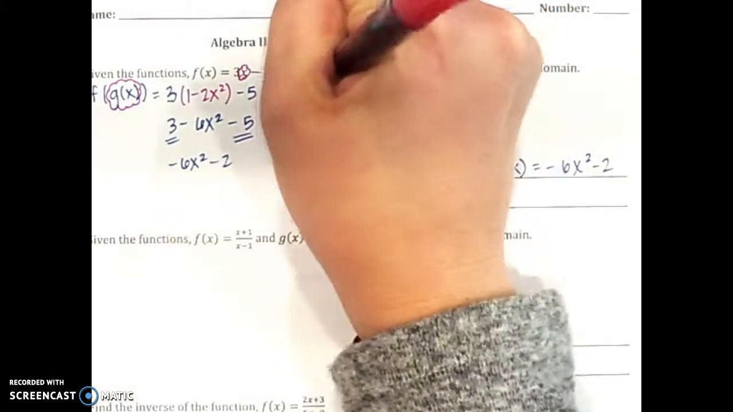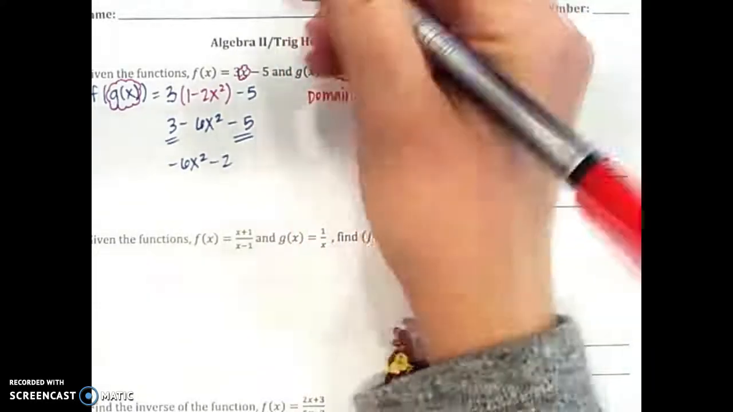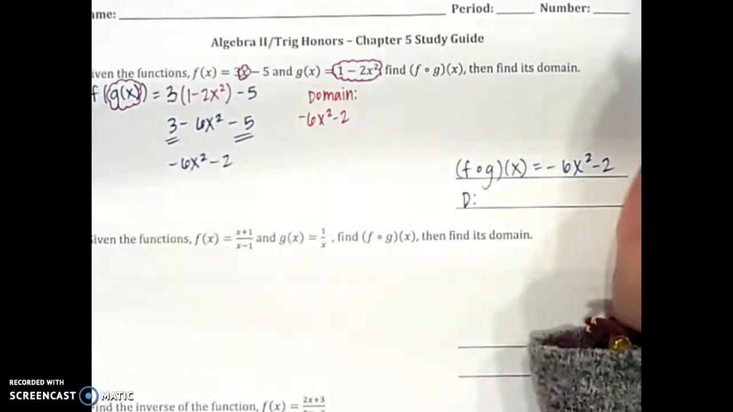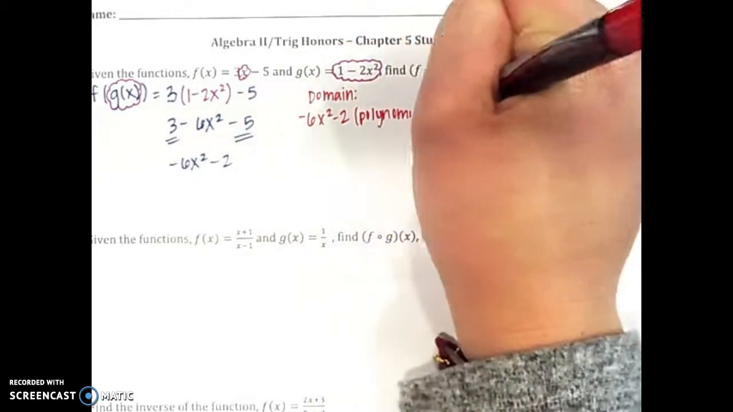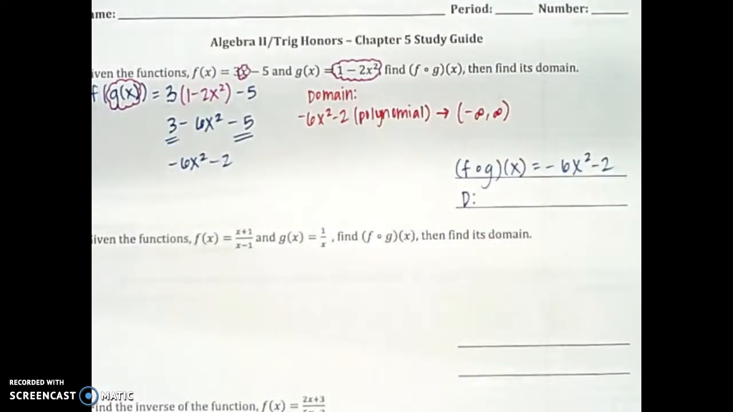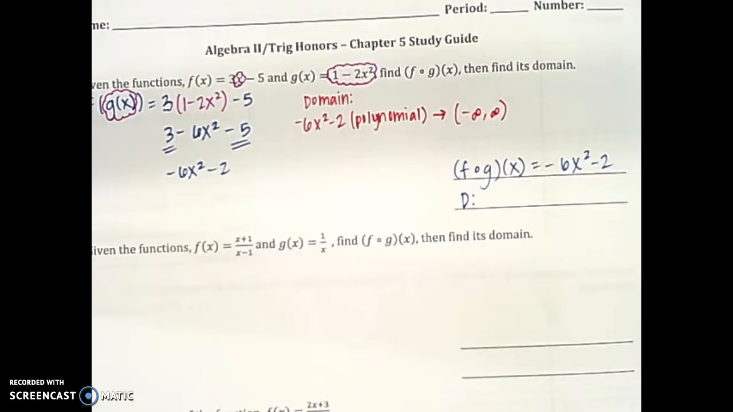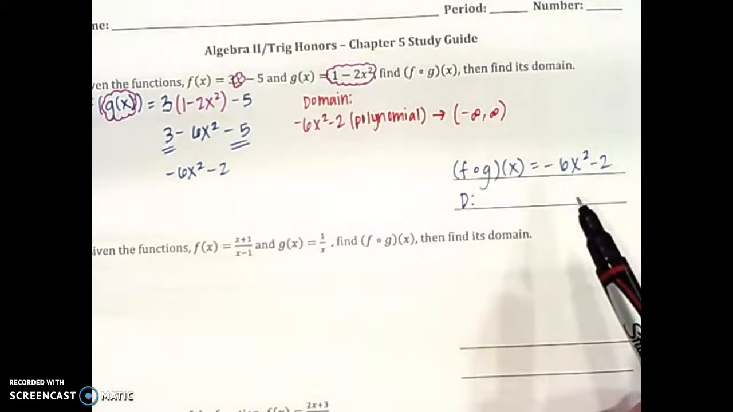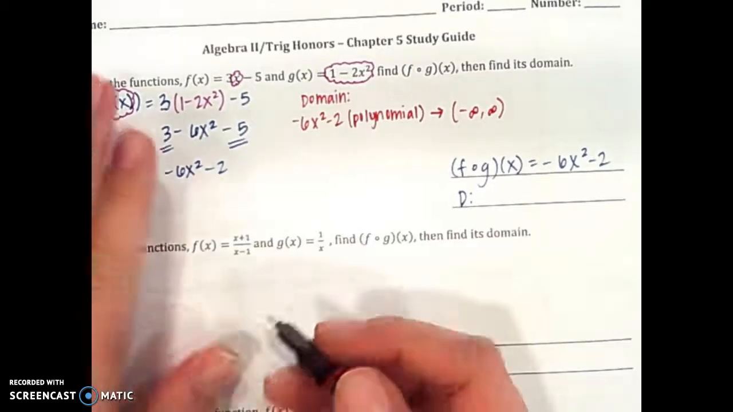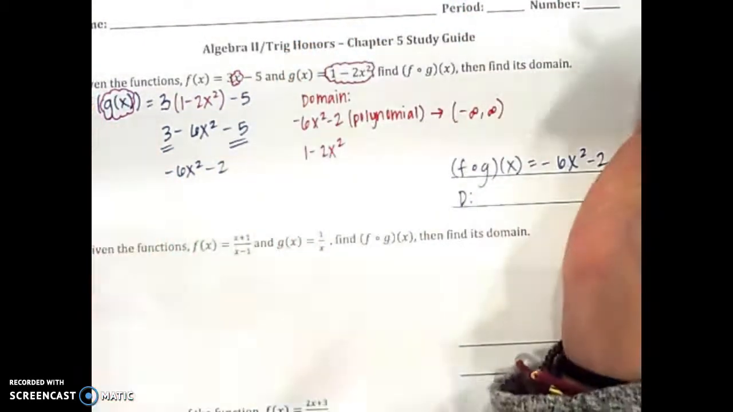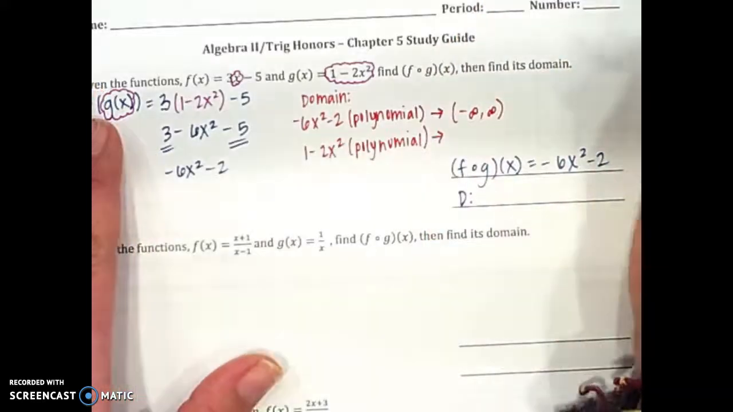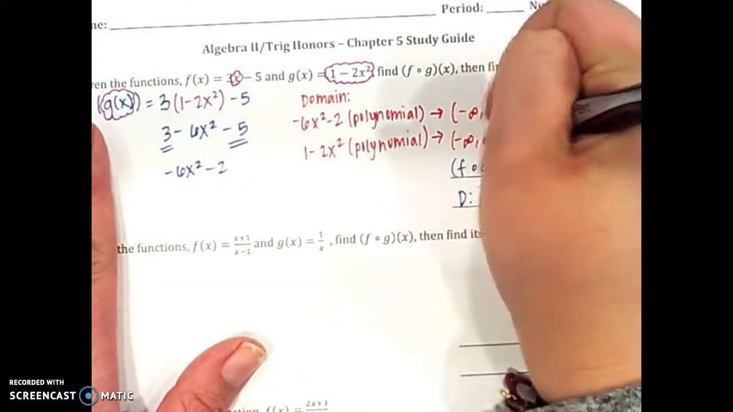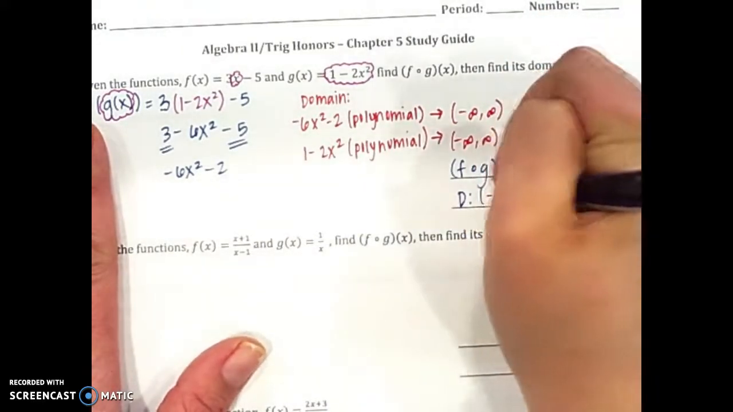If we want to write our thought processes out here, if we look at negative 6x squared minus 2, well, it is a polynomial. And we know that for a polynomial, the domain is always all real numbers. But don't forget that when we are finding the domain of f of g of x, not only do we have to find the domain of negative 6x squared minus 2, but we also have to find the domain of g of x, the function that we plugged in. So we also have to look at 1 minus 2x squared, which fortunately enough is also a polynomial. And just like before, for a polynomial, the domain is always all real numbers. So my domain here is just all real numbers.